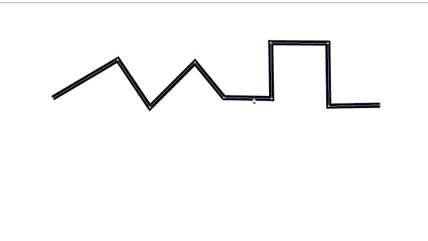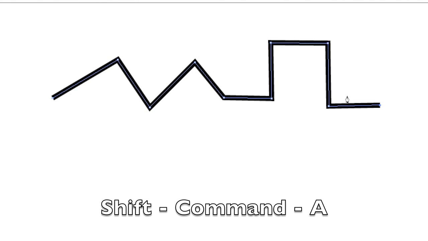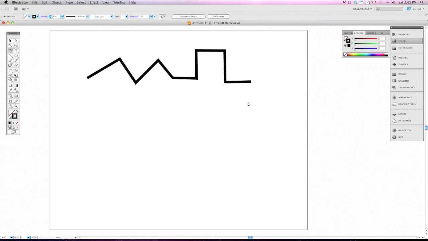In order to deselect this object, notice that all the points and the line are showing, so it is selected. You can hit Shift, Command, and A, and the object is now deselected. So you've quickly drawn a straight-lined object.